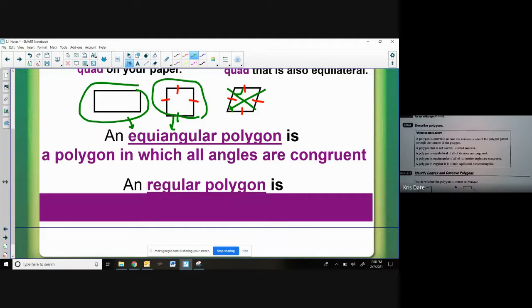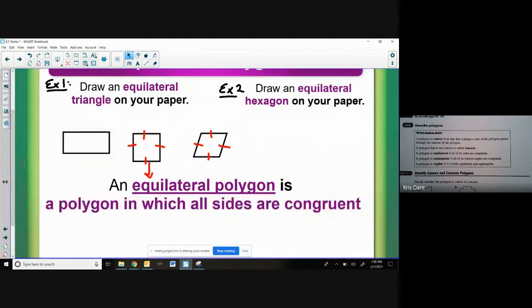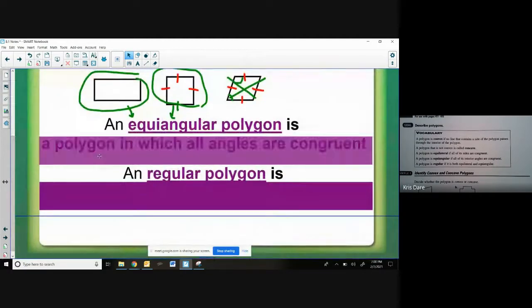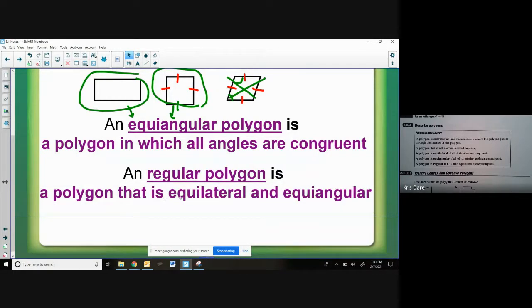Okay, so we've got equilateral, which is when all the sides are equal. Why is this not cooperating with me? Okay, and then we've got equiangular, which is when all the angles are congruent. And then if you put equiangular and equilateral together, you get what's called a regular polygon. It's a polygon that is equilateral and equiangular, equal sides and equal angles. Okay, well, what does that look like?